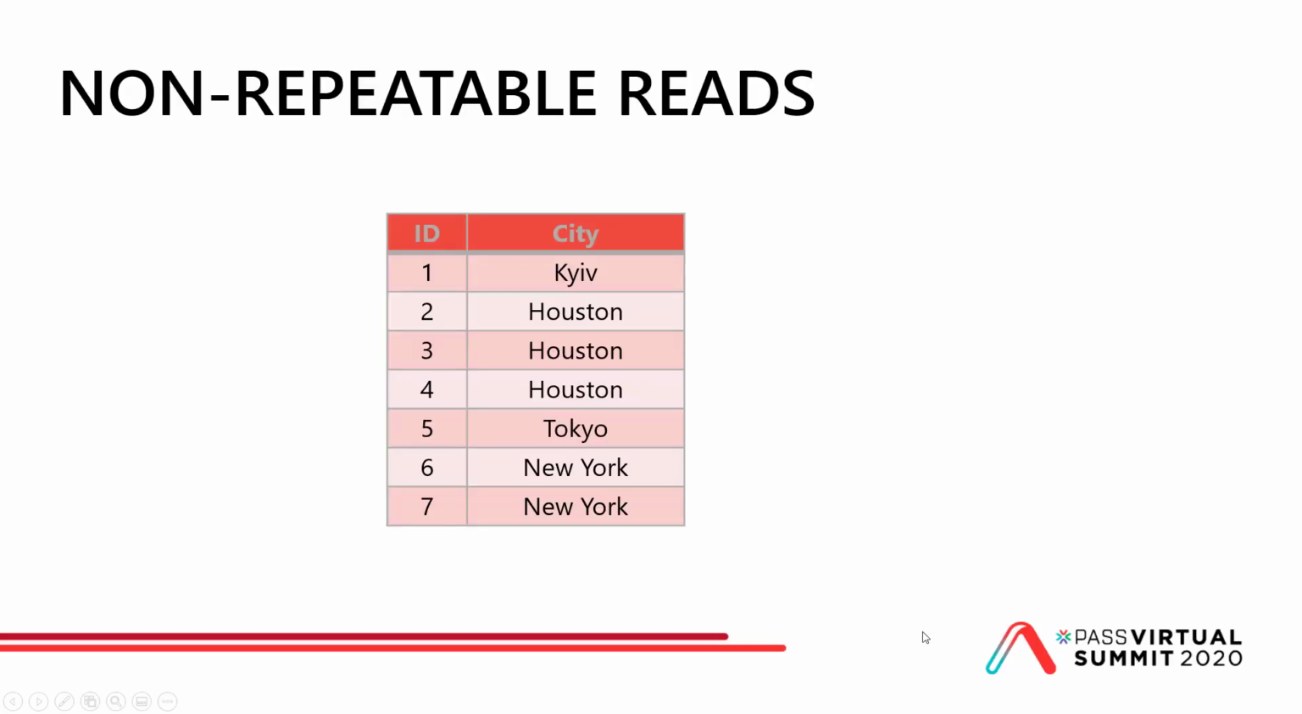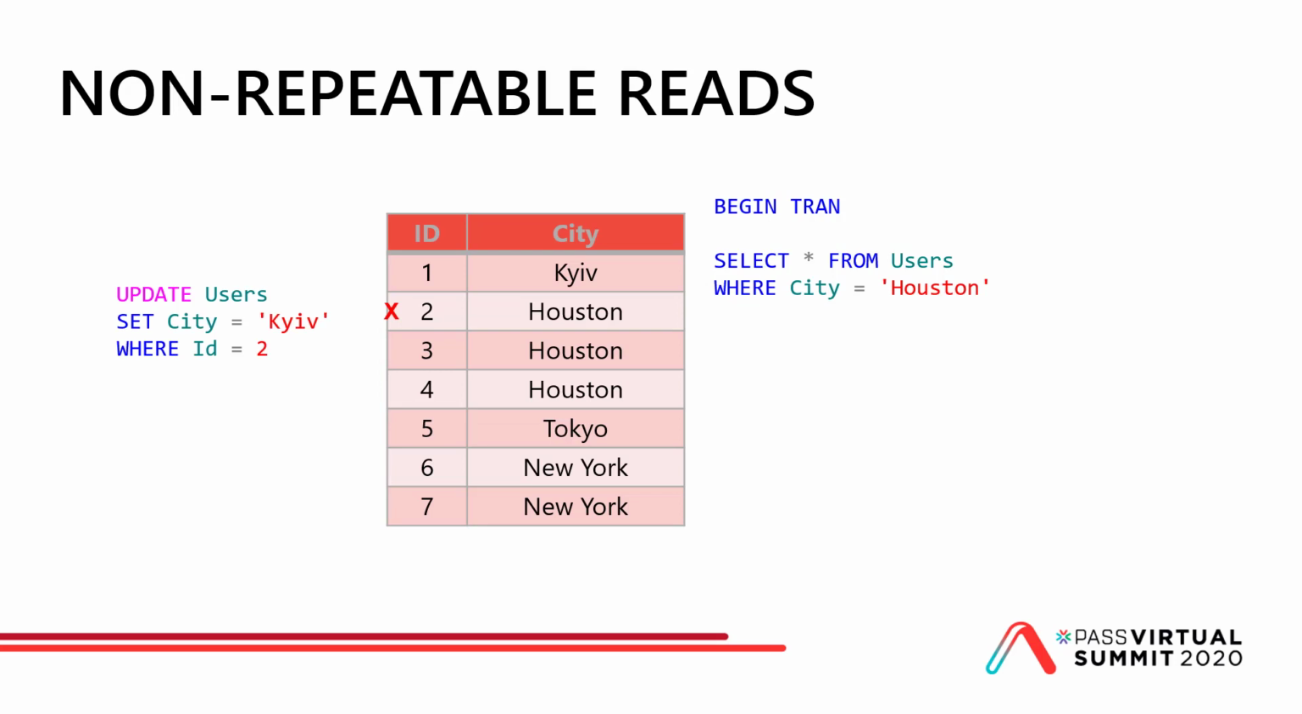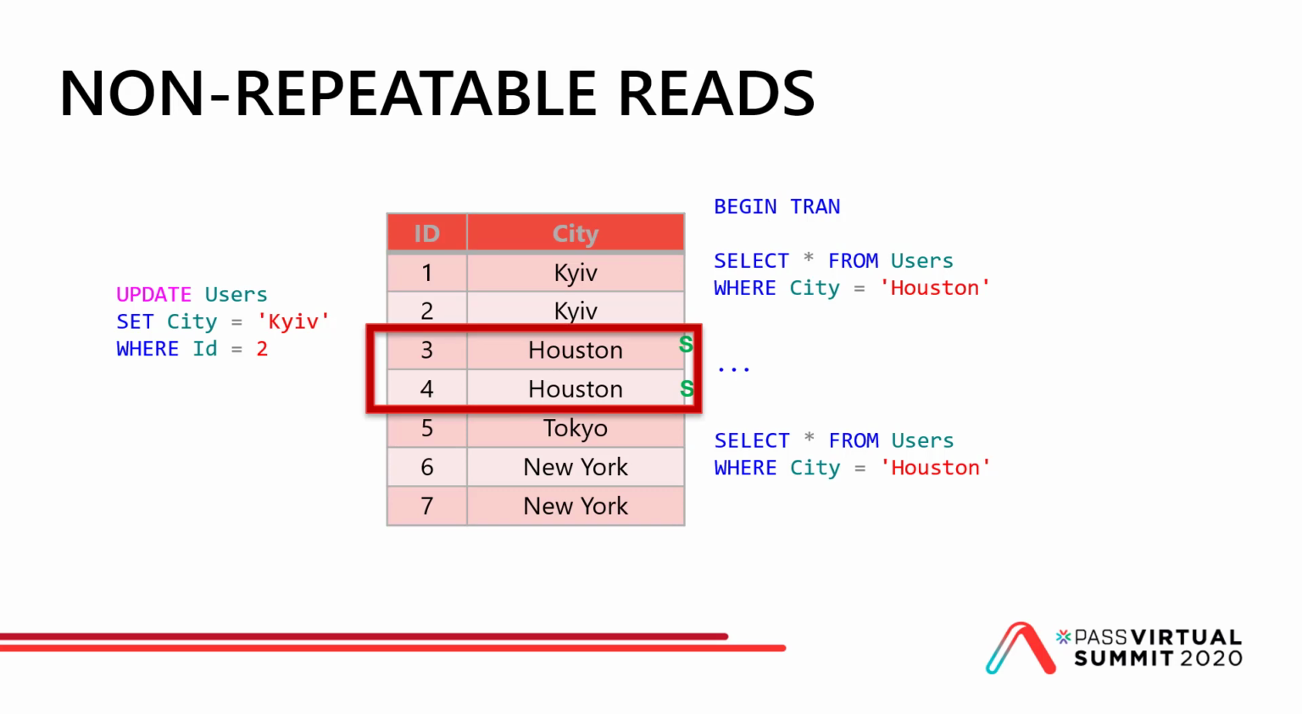Default isolation level read committed has this concurrency effect, which is called non-repeatable reads. Let's imagine we have table users with user ID and city inside, and we are selecting data from users where city equal Houston. SQL Server puts shared locks on these rows while reading, and in read committed, SQL Server releases these locks just after the row was read. So, when the second transaction comes and tries to update users set city where ID equal 2, it can put an exclusive lock on this row and update the value. And when in the first transaction we run the same select query where city equal Houston, this query will return 2 rows instead of 3. So in the same transaction, for the same query, we receive a different number of rows. This is called non-repeatable read.